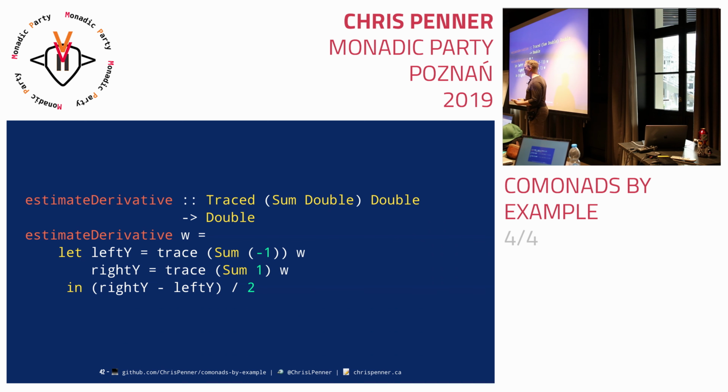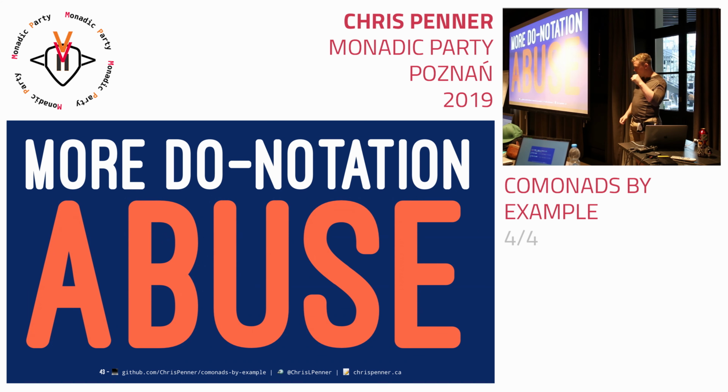Okay, so this is a very rough estimation, right? We're doing very large amounts. These are doubles, so you could scale these down arbitrarily, but you get the idea. Okay, questions about this? This should make the slope, yeah? Okay, cool. More do notation abuse.